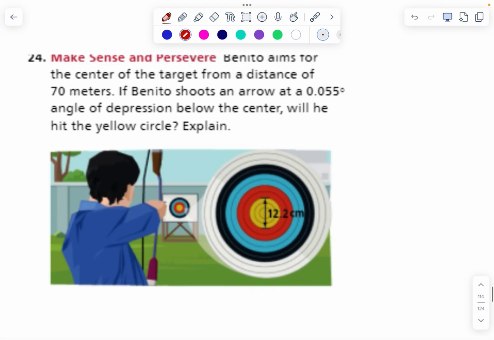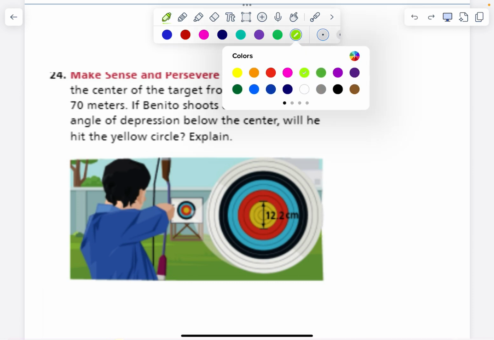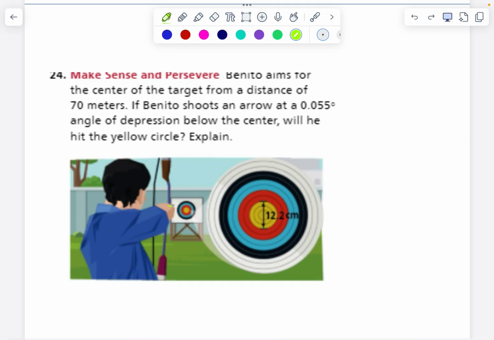All right, this guy's shooting. It says he aims for the center from a distance of 70 meters. So that distance is a little bit foreshortened. If Benito shoots an arrow at this tiny little angle of depression below center, will he still hit? That's probably not the best color. Let's pick something that might work better. Yeah, that's better. Okay, he is 70 meters away and he's shooting at some known angle there. Will he still hit the yellow?